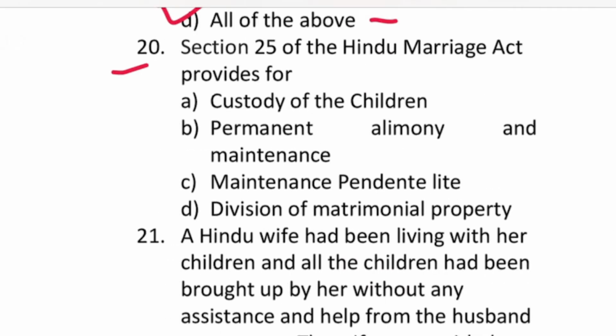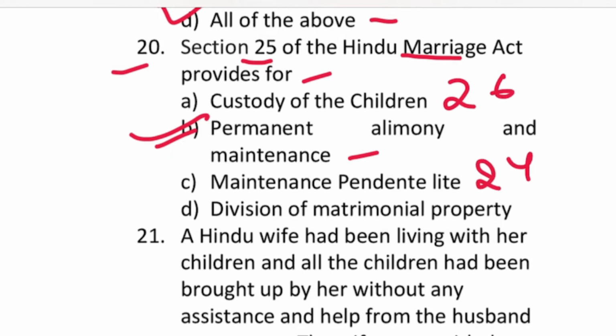Next 20, Section 25 of the Hindu Marriage Act provides for permanent alimony and maintenance. B is the answer. Where is custody of children? In 26. Maintenance pendente lite in 24. Division of matrimonial property, it is in 27.